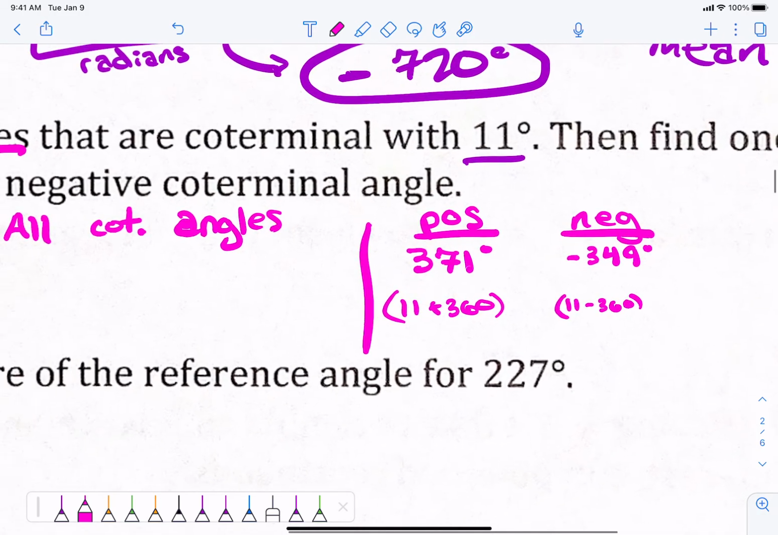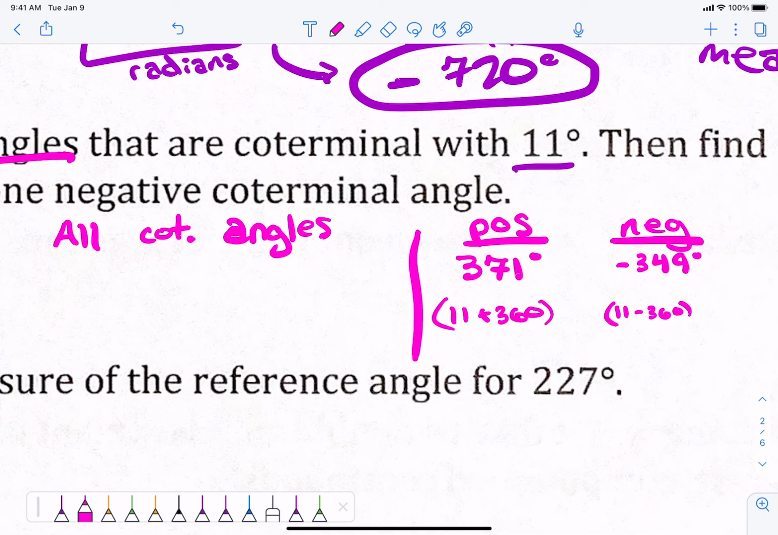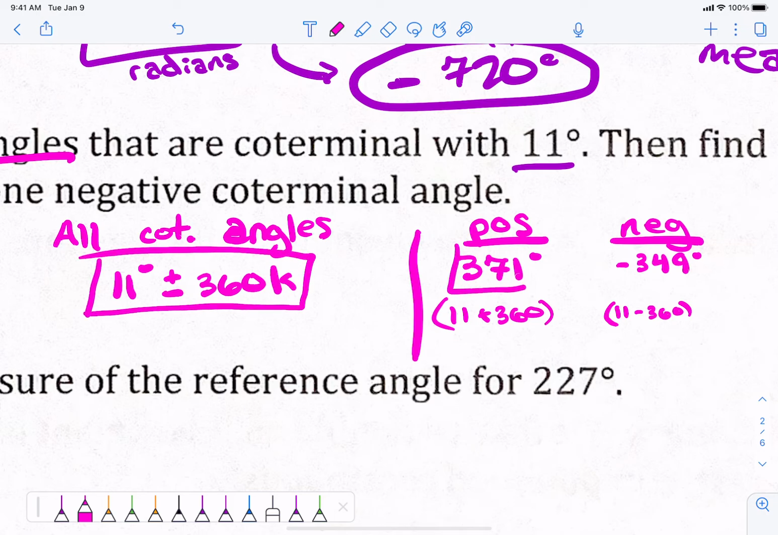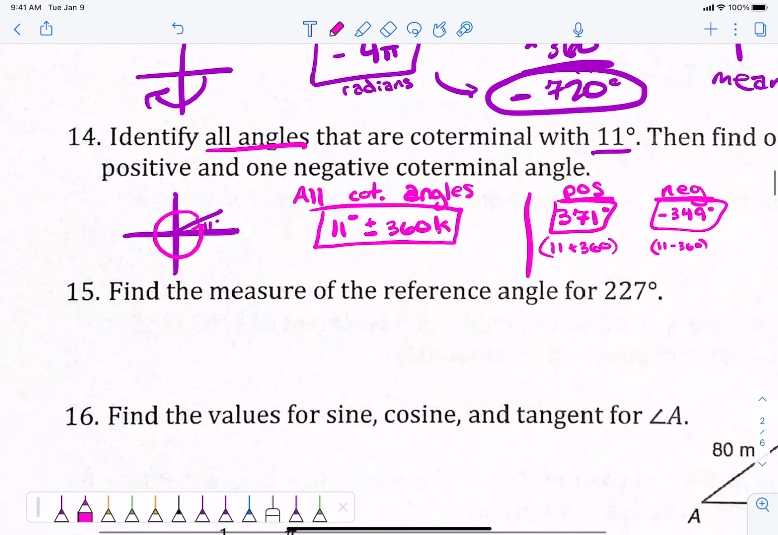Now, I want to know how I represent all coterminal angles. This would be 11 degrees plus or minus 360 k on the end, because you're adding multiples of 360 over and over again. That's what the k represents. Maybe k is 2, and that's 2 circles of 360. Maybe k is 7, and that's 7 circles of 360. So this represents all coterminal angles, and then this is one positive and one negative. So there's kind of 3 pieces to that. Make sense? Good? Okay.